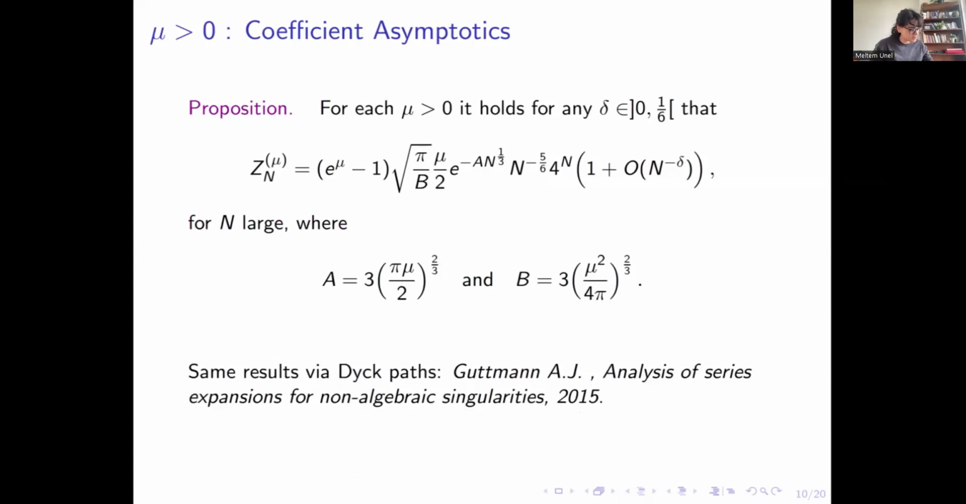Actually, this result we saw afterwards, when someone told us that it existed without proof in a paper of Gottman, where he analyzes it using Dyck paths, which are in one-to-one correspondence with the contour functions of the trees. So it existed before, apparently, but I state the proposition because we need it. For large n, Z_n of mu behaves in this way. This is the asymptotic form, let's say.